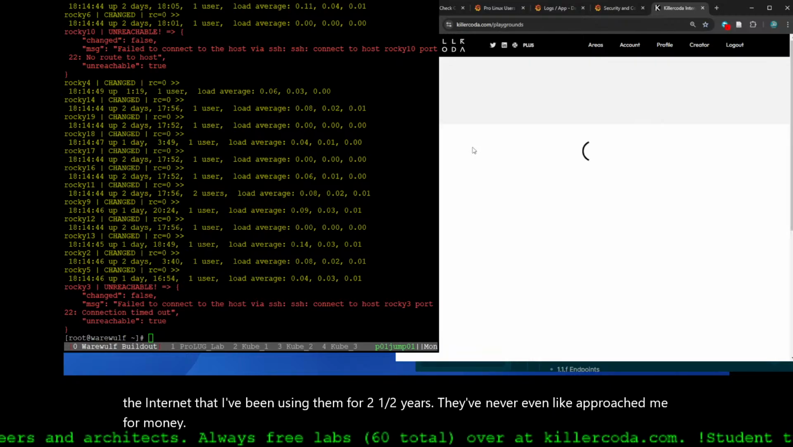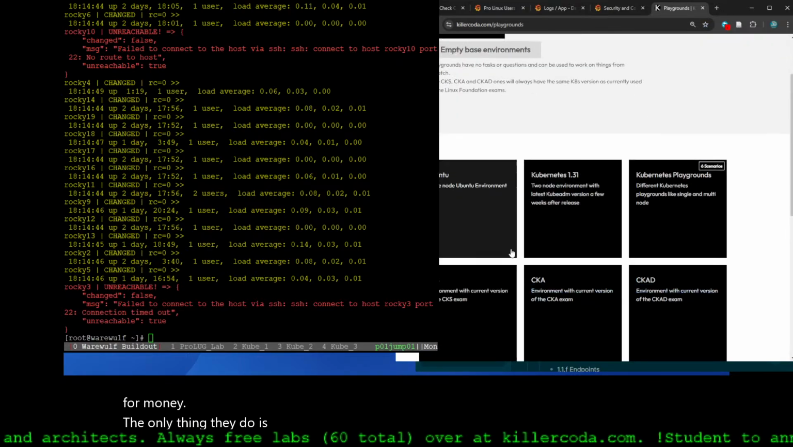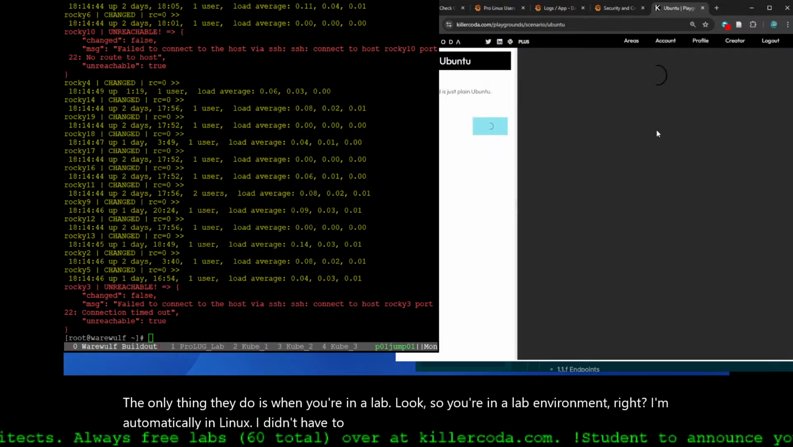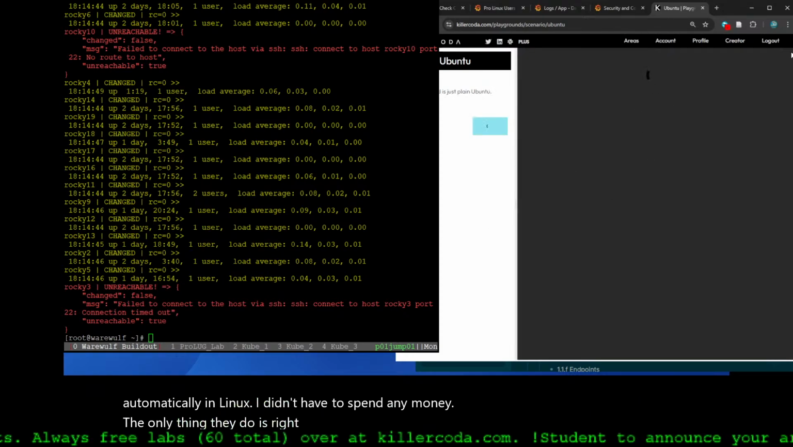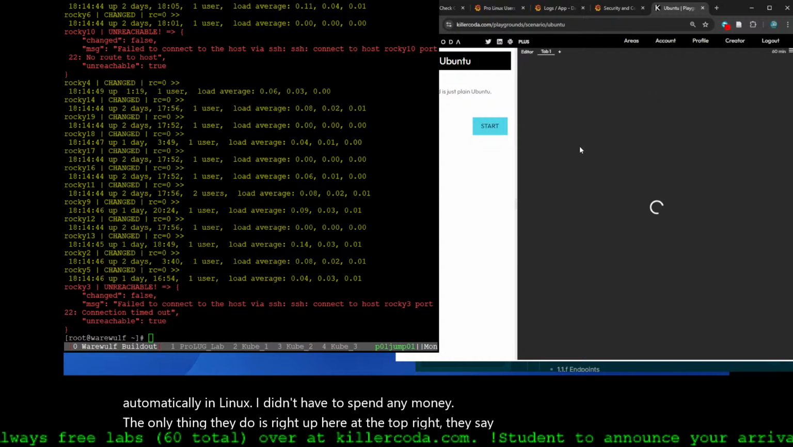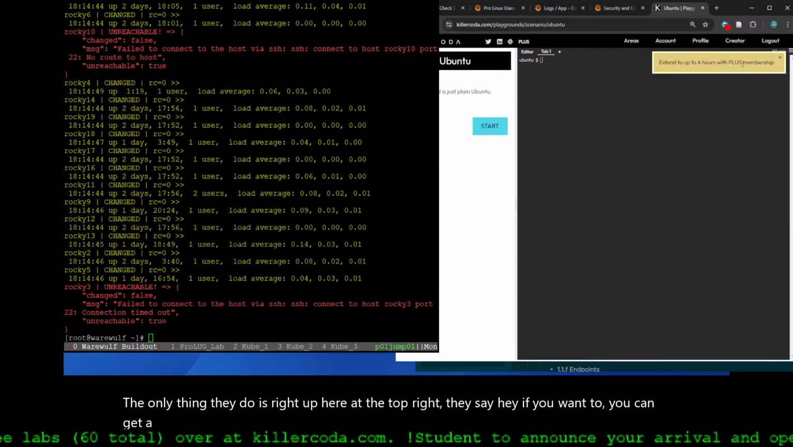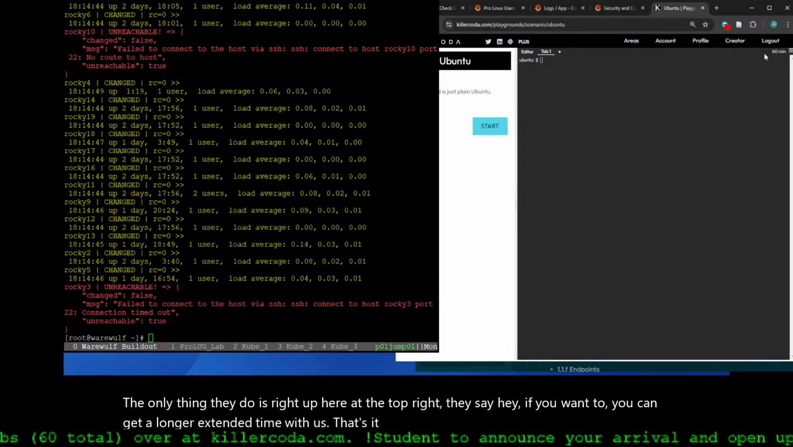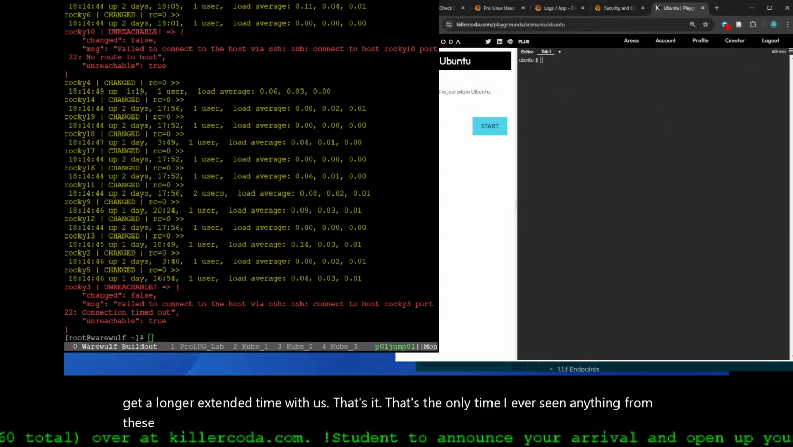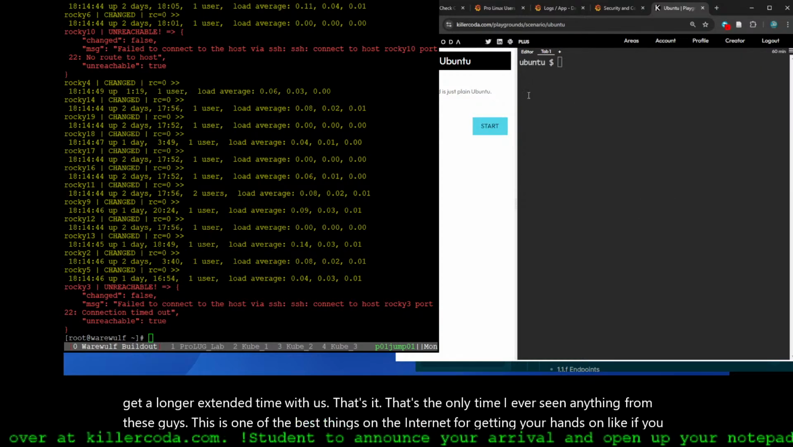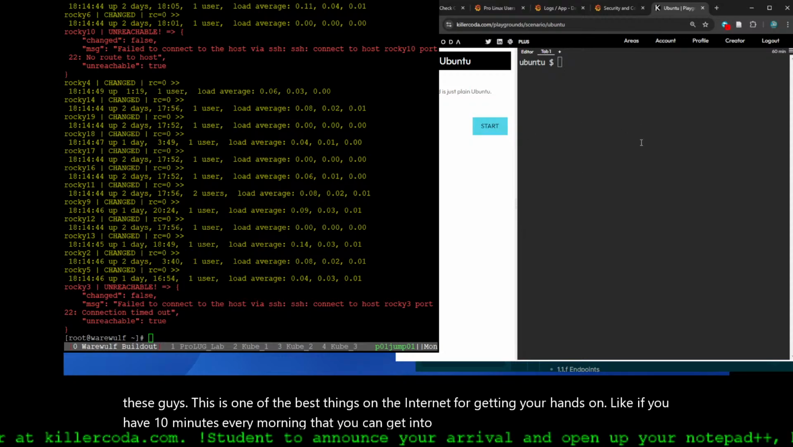The only thing they do is when you're in a lab. So you're in a lab environment, right? I'm automatically in Linux. I didn't have to spend any money. The only thing they do, right up here at the top right, is say, hey, if you want to, you can get a longer extended time with us. That's the only time I ever see anything from these guys. This is one of the best things on the internet for getting your hands on. If you have 10 minutes every morning that you can get into Linux, you have this stuff here.